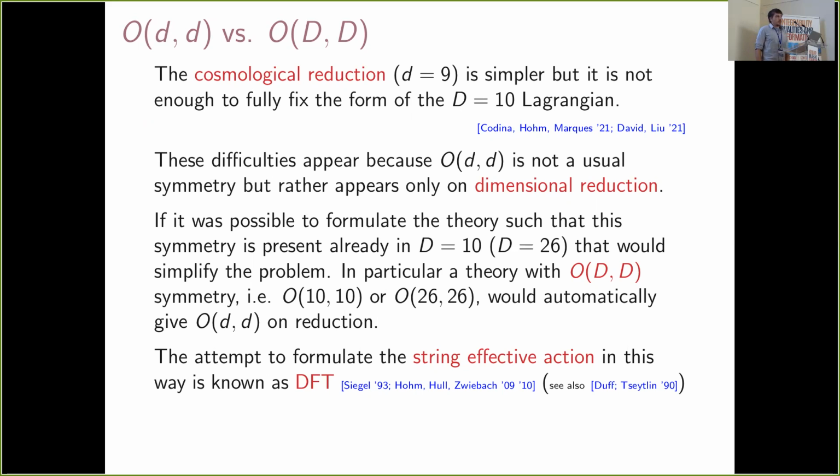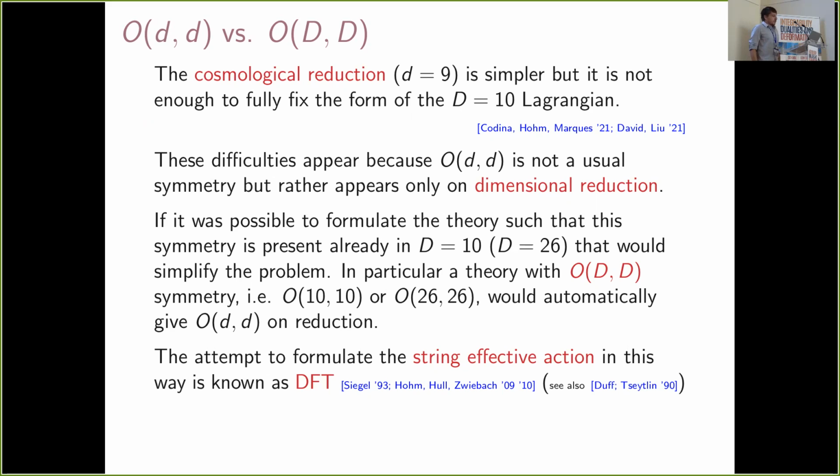So in particular, if you could have a theory that had O(10,10) symmetry in 10 dimensions, or O(26,26) in 26 dimensions for the bosonic string, if you could formulate the string theory, the low energy effective action of the string in such a way, then it would automatically give rise to O(D,D) on reduction. So in that sense, it would make the T-duality manifest.